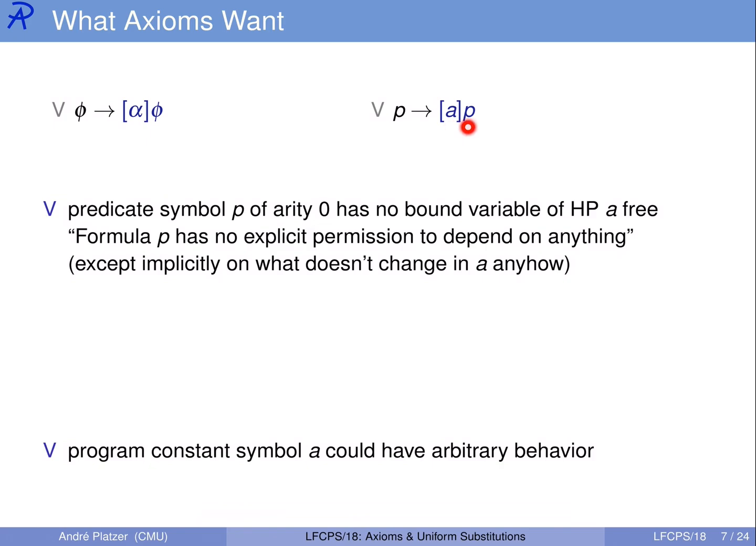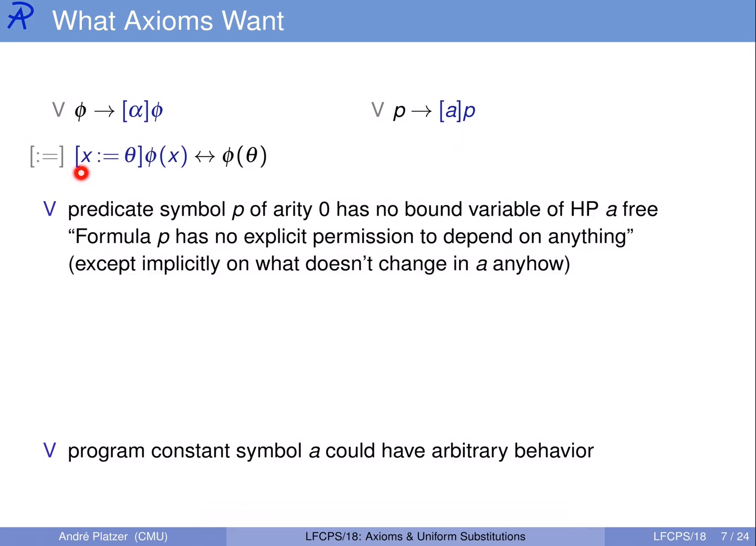In particular, one way of reading the fact that P has no arguments here is that there is no explicit permission for P to depend on any of the variables that A is changing, but there would be a permission to depend on variables that A isn't touching anyhow. We'll see this in the uniform substitution mechanism later on.